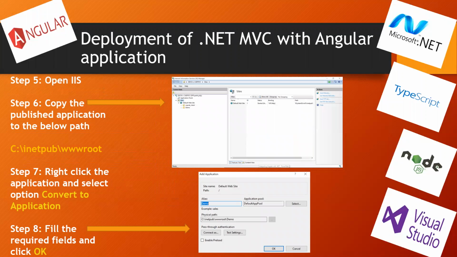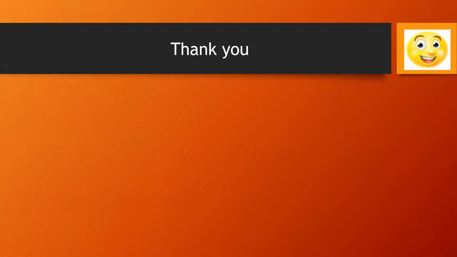Then we'll open IIS. We'll copy the published application to the below path inside inetpub wwwroot. We'll right click the application and select the option Convert to Application. So this folder will be converted to an application. We'll fill the required fields and click OK. This will create an Angular application and then we can run it through IIS.